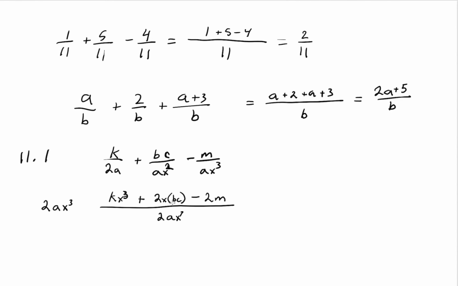Now for 2x bc, the only thing I can really do for this is write it like I should have written it in the first place, 2x bc without the parentheses. I had to look at my denominator for a minute and see how many x's I needed. And that's it. That's as far as we can go with this answer. We have kx cubed plus 2x bc minus 2m all over 2ax cubed, and that's a 3 right there. Let me make that clearer.